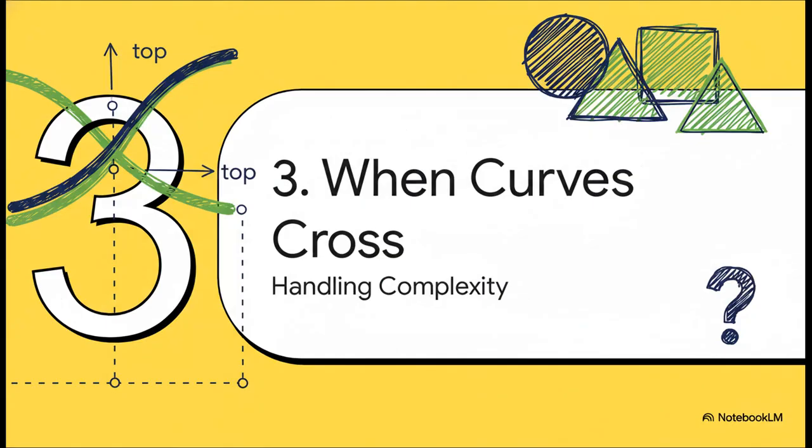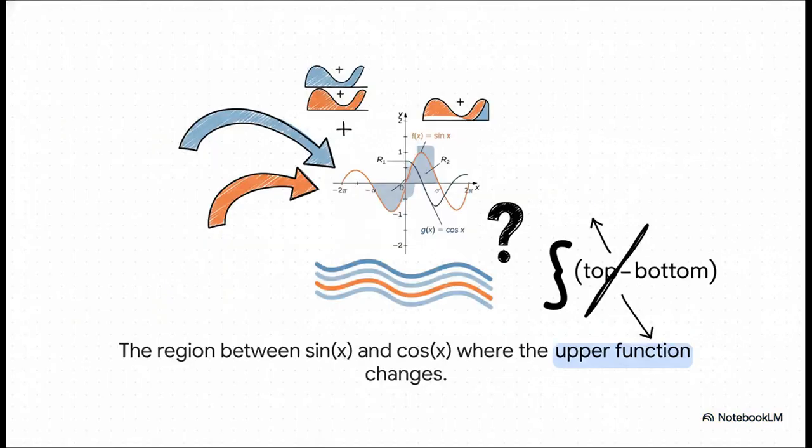Okay, that's great and all, but top minus bottom works like a charm when one function is always on top. But what happens when they do a little dance and switch places? What do we do then? And this right here is the perfect example. Check out the area between sine and cosine.